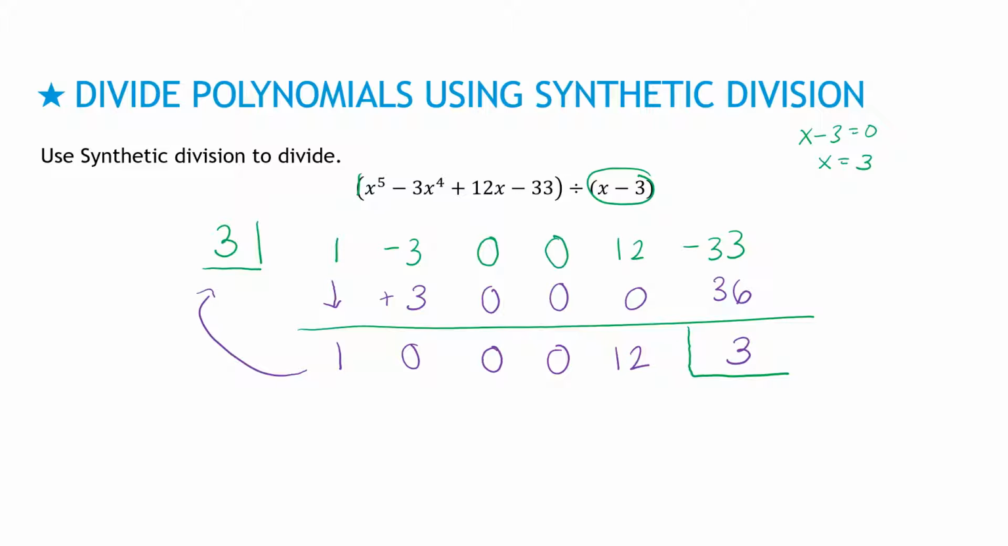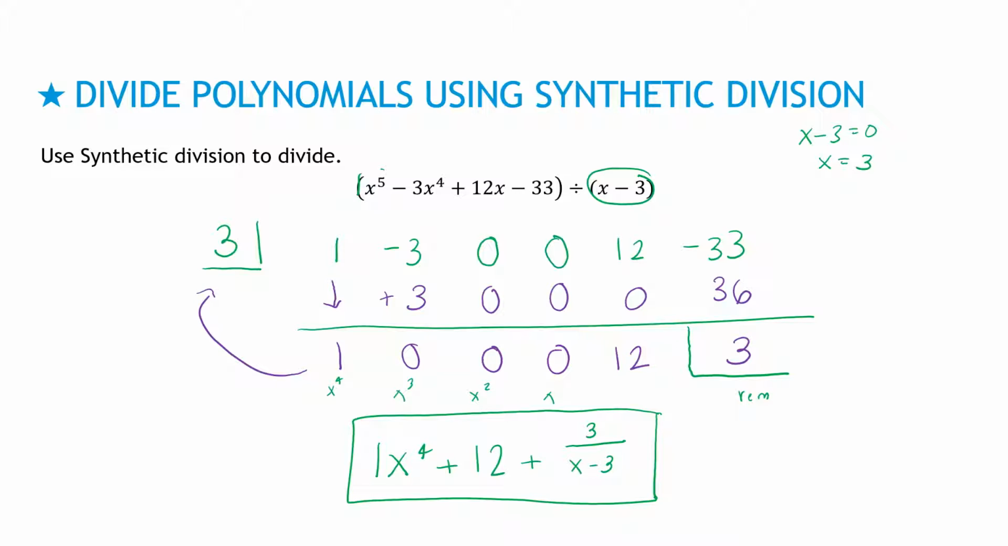How do I find my answer from there? This is x to the 4th, this is x to the 3rd, x squared, x, and then constant and remainder. So it's x to the 4th, or 1x to the 4th if you want to put the 1 in front, plus 12 plus 3 over x minus 3, which is hopefully the same exact answer we had on our last video.